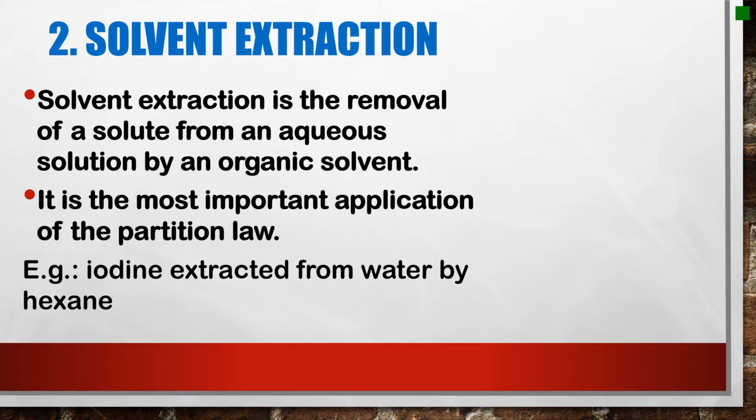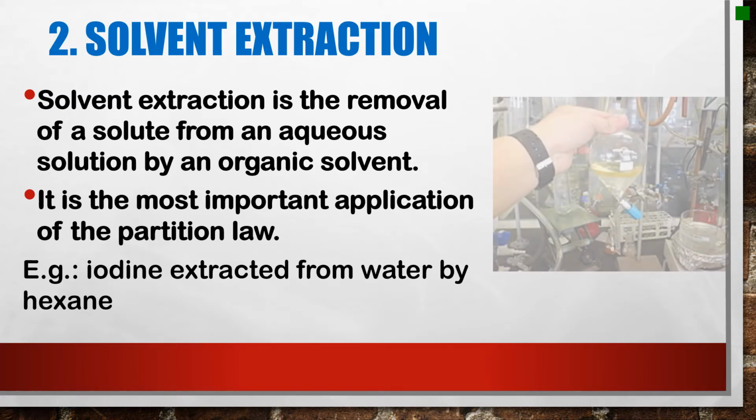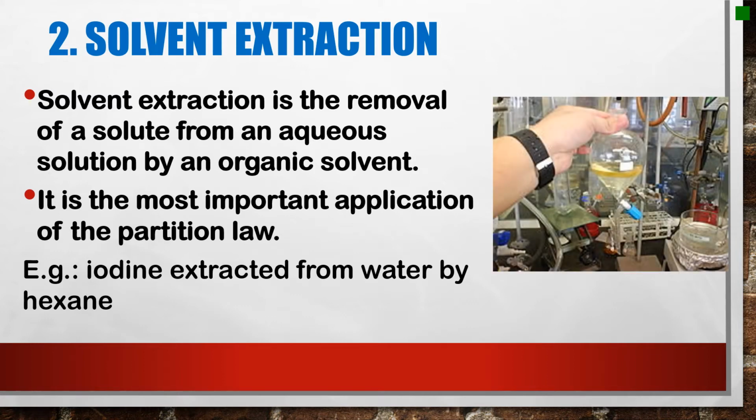Iodine that is initially mixed with water can be separated from water by using another solvent. In this example, hexane, which is an organic solvent, dissolves iodine better, because iodine is a non-polar covalent molecule. The image here shows a chemist who is extracting a certain solute using another solvent.